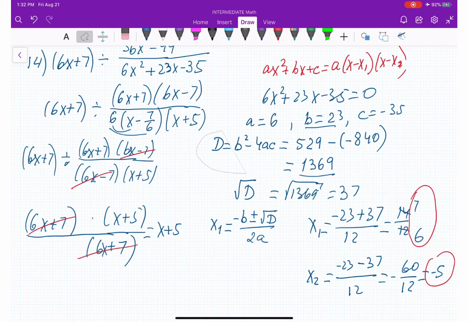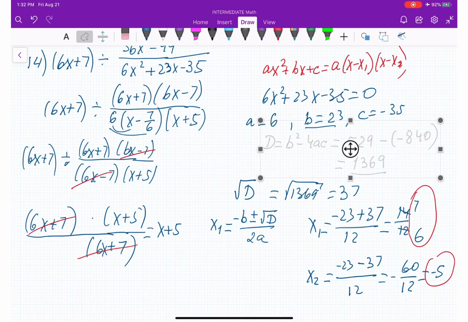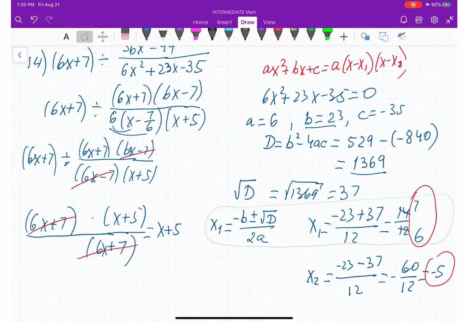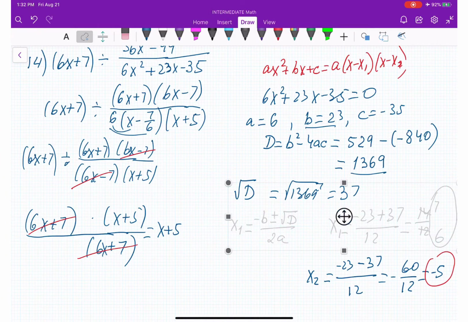Okay? All right. Make more space for readability. Okay.